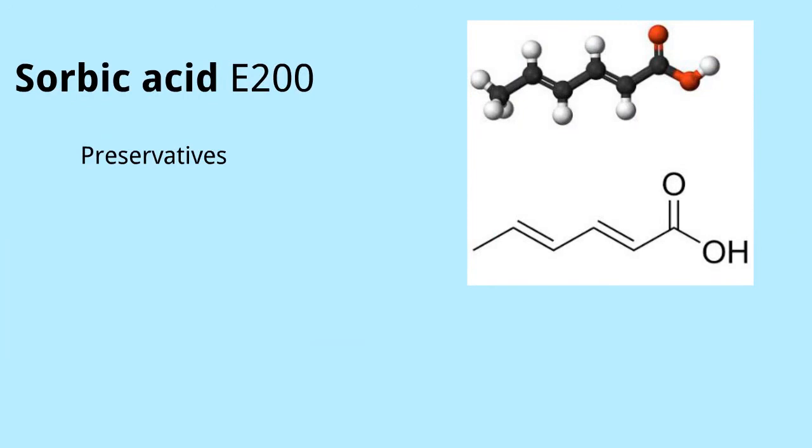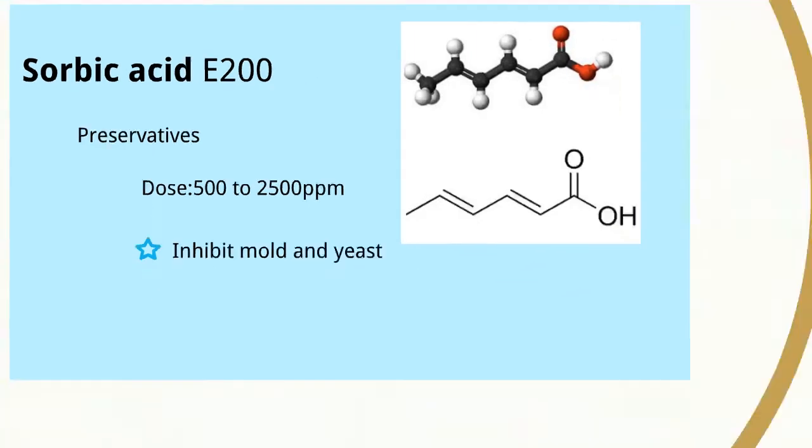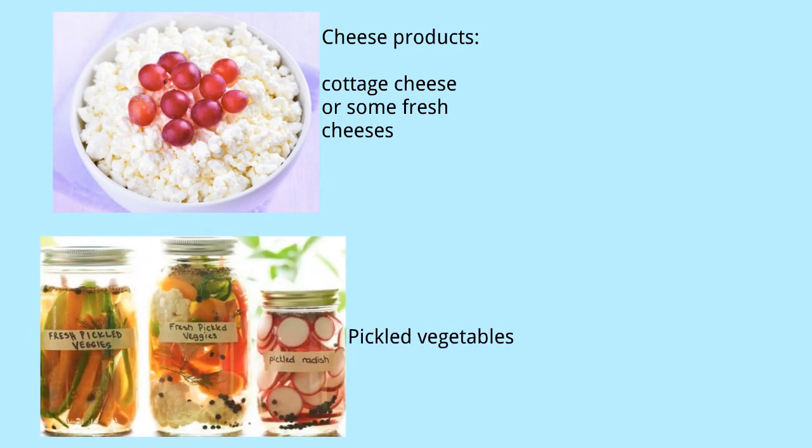The normal use level is from 500 to 2500 ppm. The pKa of sorbic acid is 4.8, so it can inhibit most of the mold and yeast in low pH. In cheese products, like cottage cheese or some fresh cheeses, treatment with sorbic acid can prevent mold from attacking cheese's surface. In pickled vegetable, 0.1 to 0.2% of sorbic acid can suppress the growth of yeast and mold, but does not affect the formation of the dissolved lactic acid.